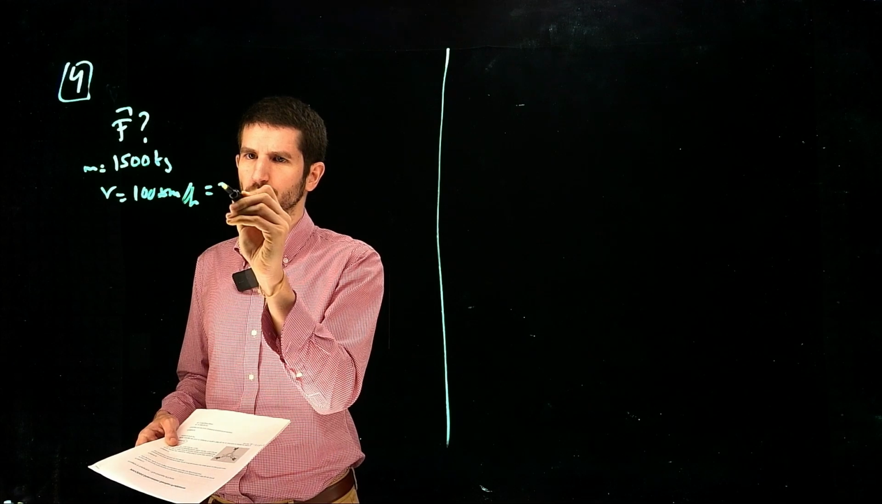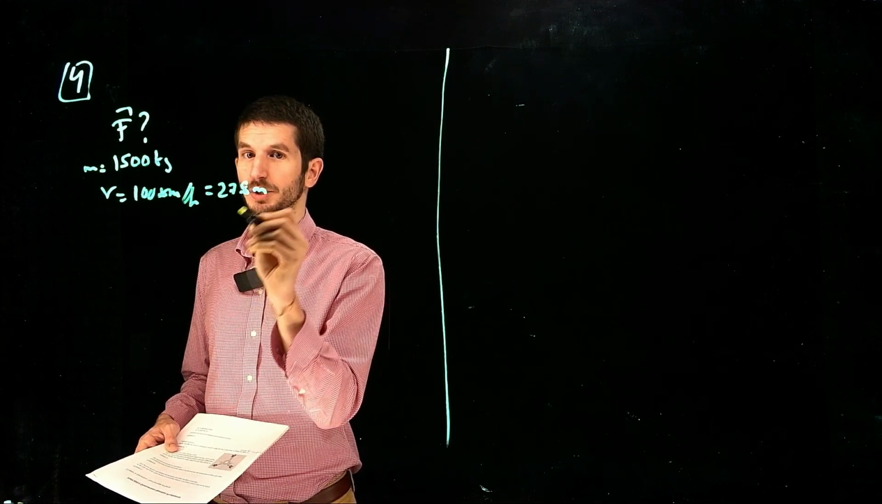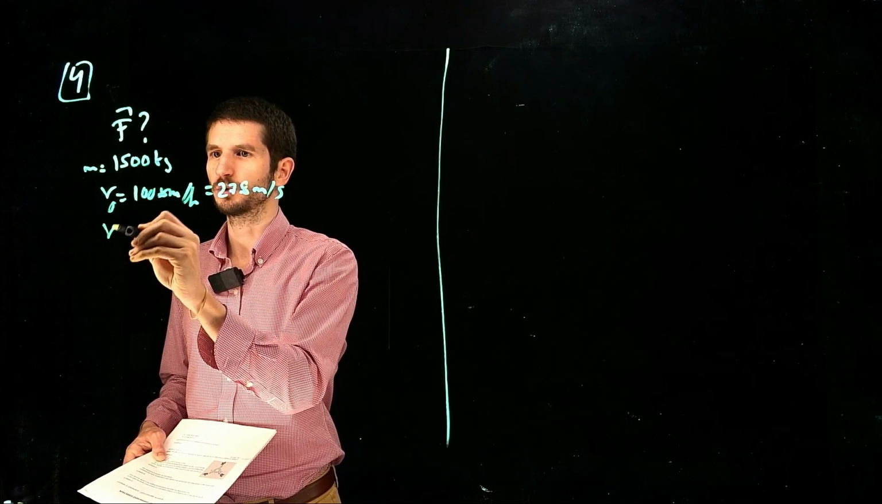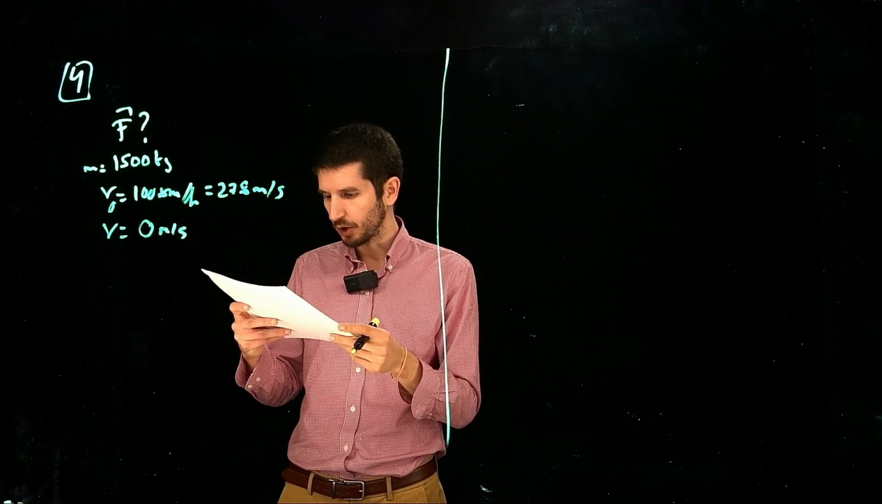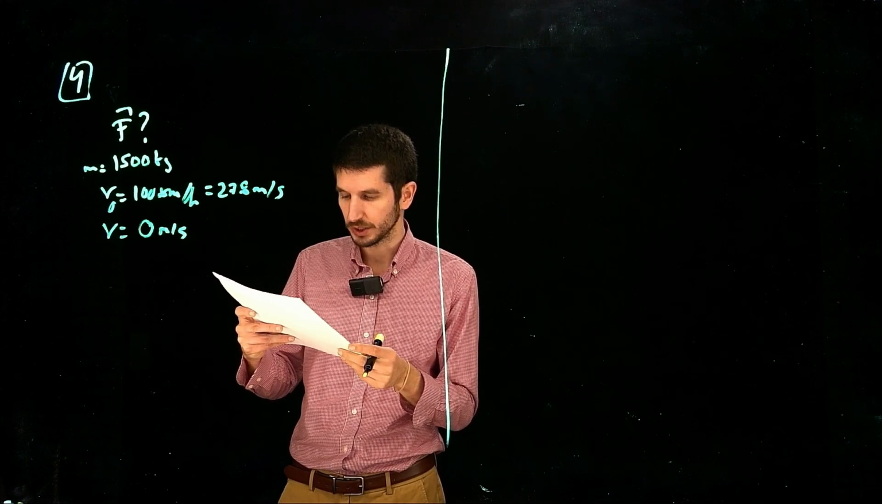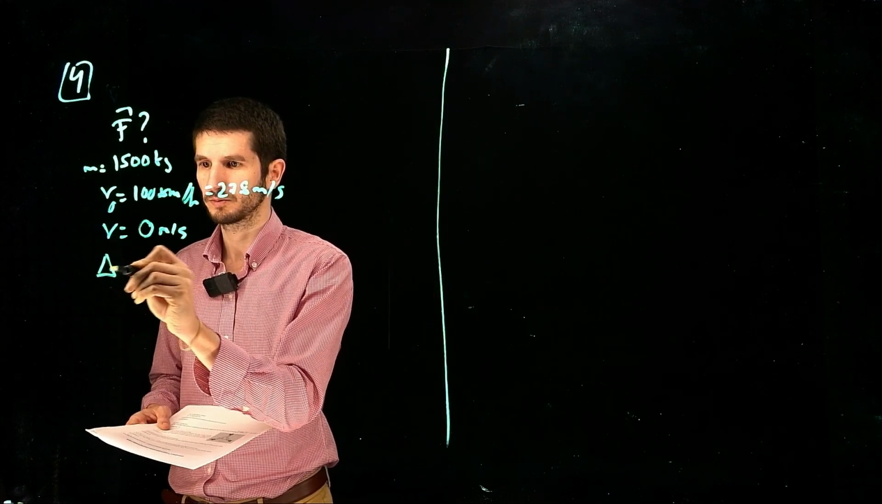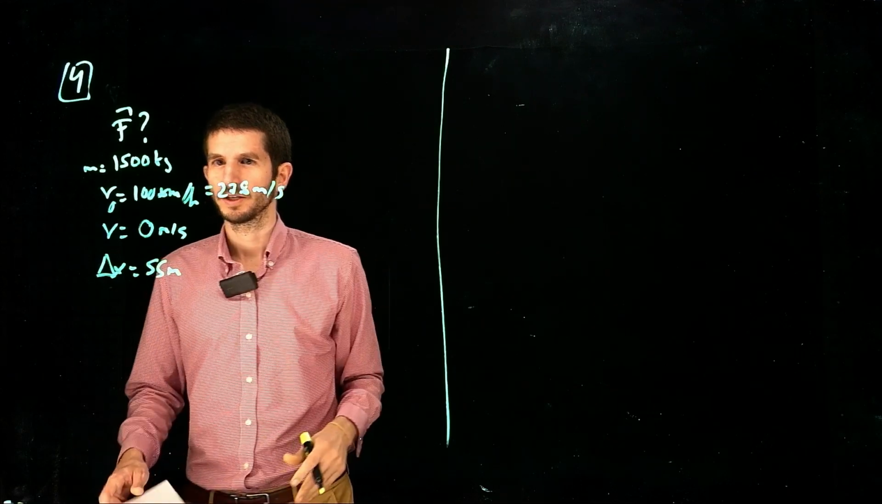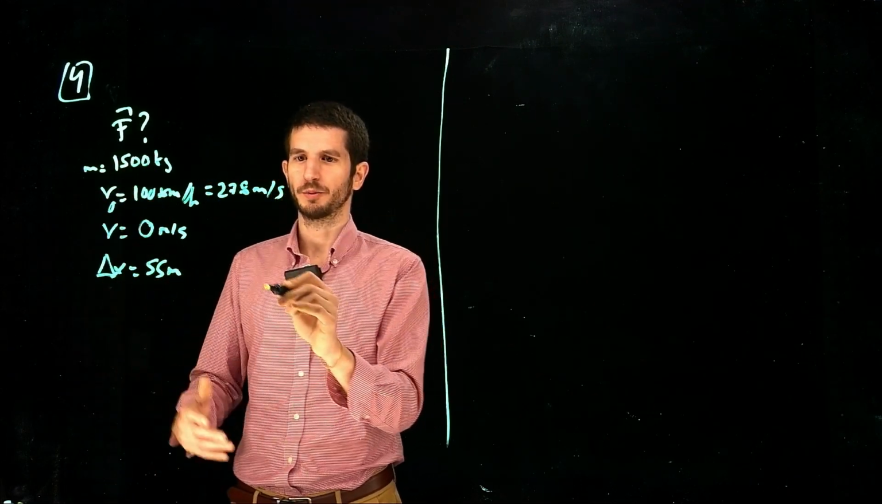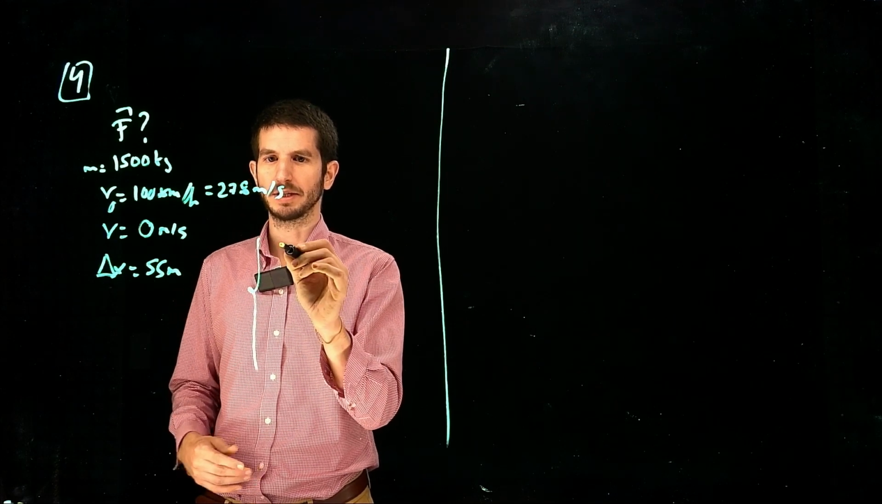And if we convert this to meters per second, that's going to be 28 meters per second. That's the initial velocity, to a final velocity of 0 meters per second. And then it's asking us how much force is required to do this over a distance of 55 meters. So let's build it.